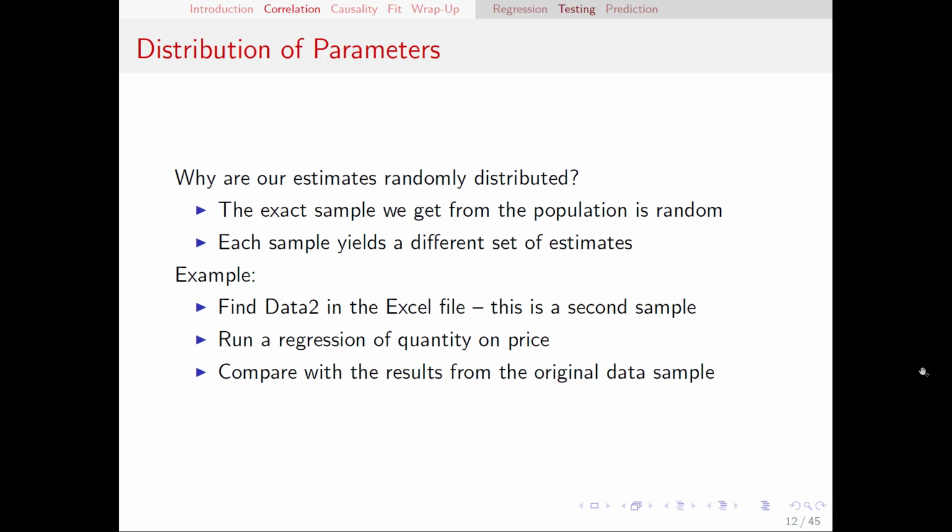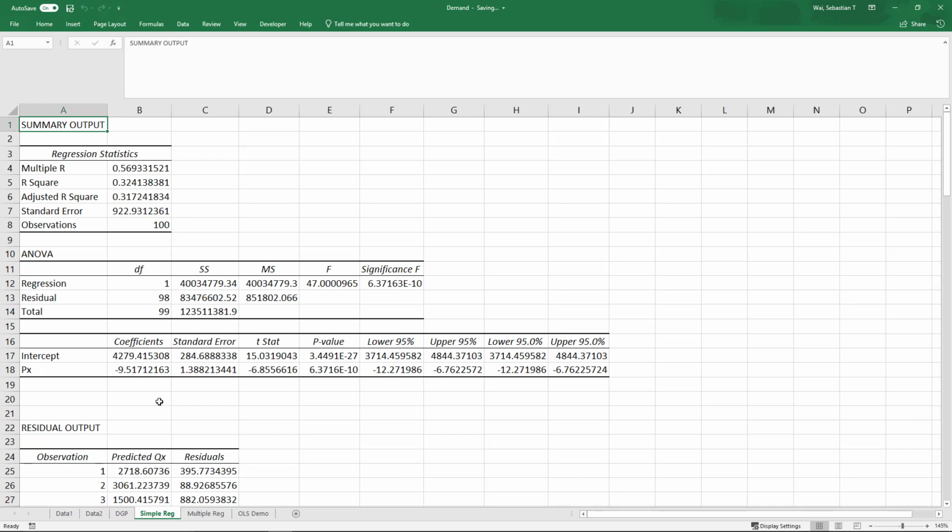So I want to illustrate how this works over in Excel. In a previous video, we ran a simple regression of quantity on price using our data 1 sample. We got an intercept estimate of 4,279 and a slope estimate of negative 9.5.